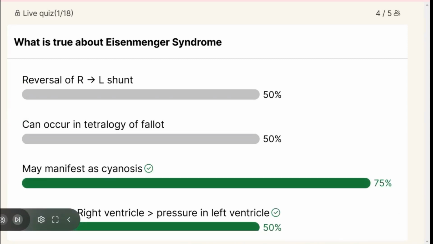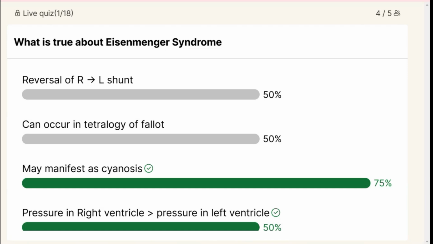Okay, so I see that the majority of you got the cyanosis part right. In the first one, be careful because it's actually a reversal of a left to right shunt. Let me talk a bit about how Eisenmenger syndrome works. You start off with a left to right shunt. Then over time, because you're passing more blood to the right ventricle, and as a result more blood is entering the pulmonary circulation, you end up having right ventricular hypertrophy, which is in response to the pulmonary hypertension.